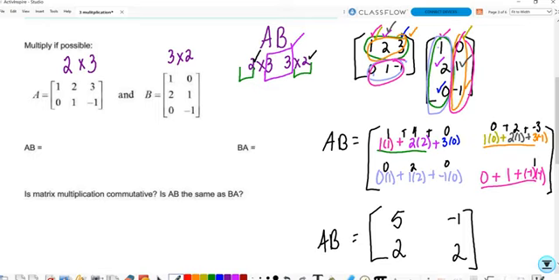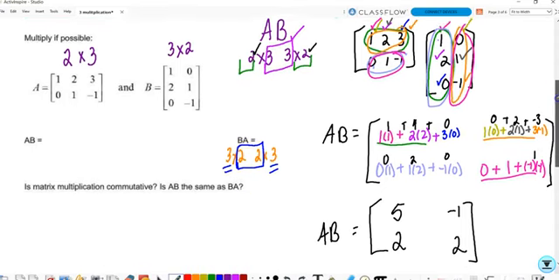Okay, so let's try to multiply B times A. So B is a 3 by 2. And A is a 2 by 3. So let me check to see if that's even possible. Do these inner dimensions match? They do. That's great. So I can multiply B times A, and I will get a result that's a 3 by 3 matrix. So I need a bunch of room for that.